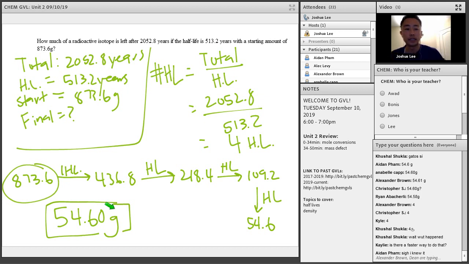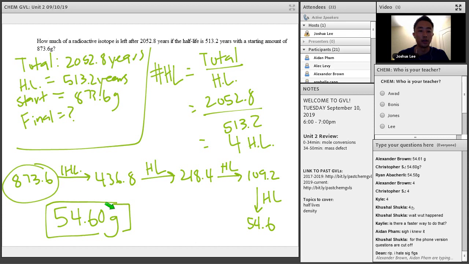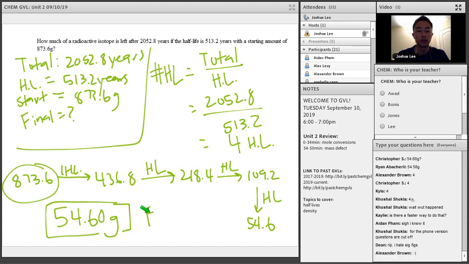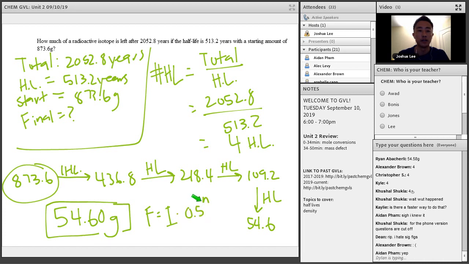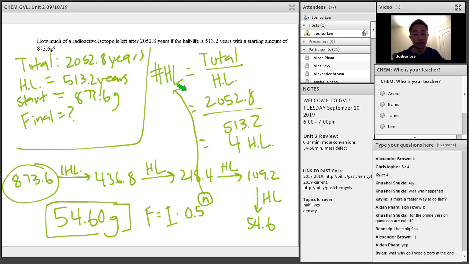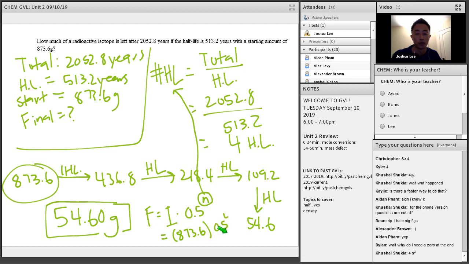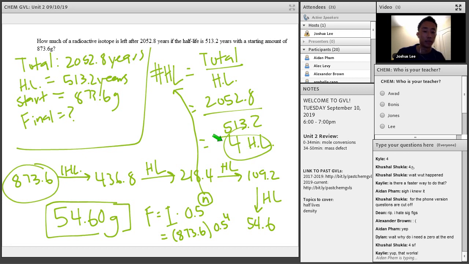Is there a faster way to do that? Yes, the faster way involves a formula. The formula is your final amount equals your initial times 0.5 to the n, where n is the number of half-lives. So for this one, your initial was 873.6 times 0.5 to the 4th power, because we figured out there was 4 half-lives. And then you get the same answer, 54.6.